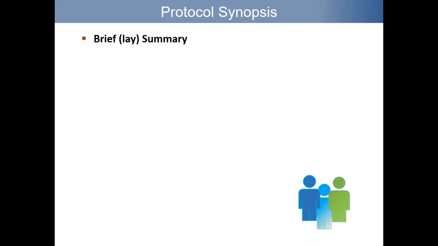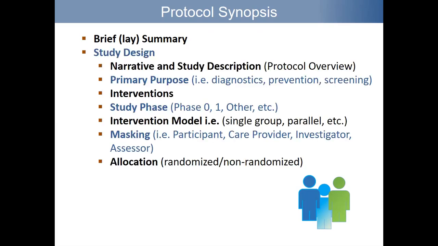It'll ask you for a brief summary, and this will be made available to people on the clinicaltrials.gov website. So in order to provide some additional information, you also have to include the study design. You have a chance to provide a narrative and study description, which is essentially a protocol overview. They explicitly ask not for the entire protocol, but really just a detailed overview. You can have up to 32,000 characters for that. So it's a couple pages of information, but certainly not the entire protocol itself.